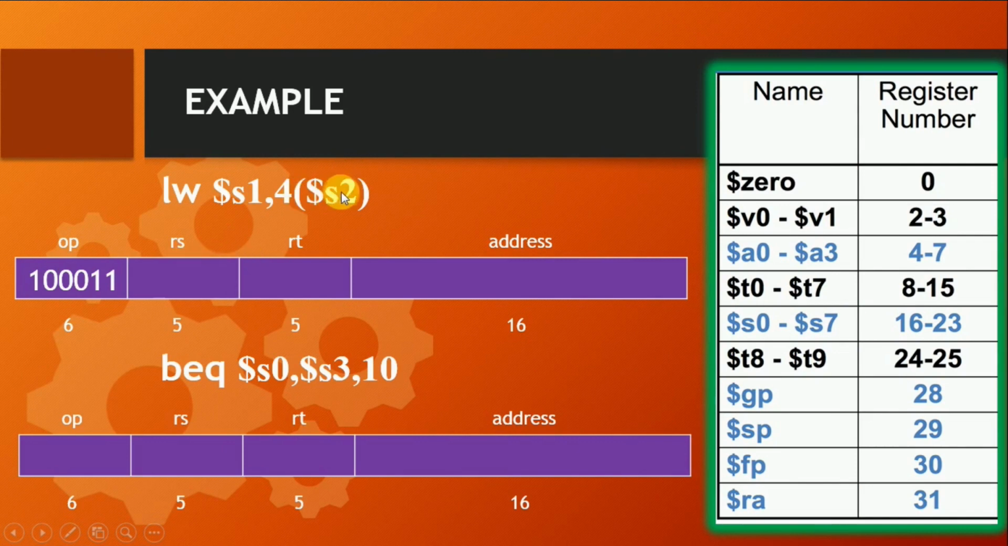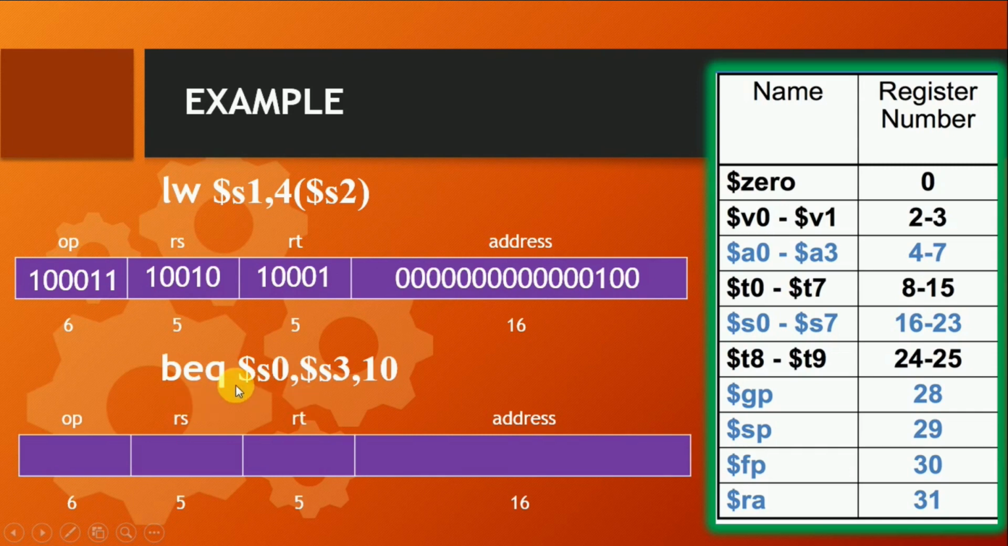And my source register is S2, right? So S2 is 18, 16 plus 2. So I have to fill 18 here. My destination register is S1, RT. S1 is 17, so I have to fill 17 here. My offset value is 4. I have to represent this 4 using 16 digits. So this is how I represent load word in my I-type instruction format.